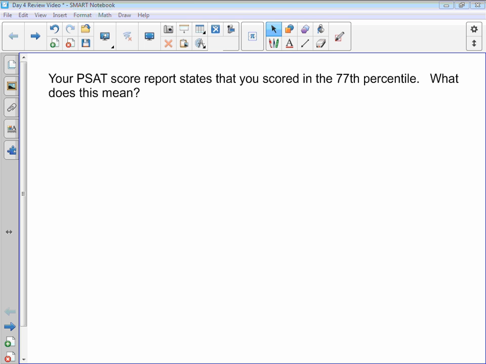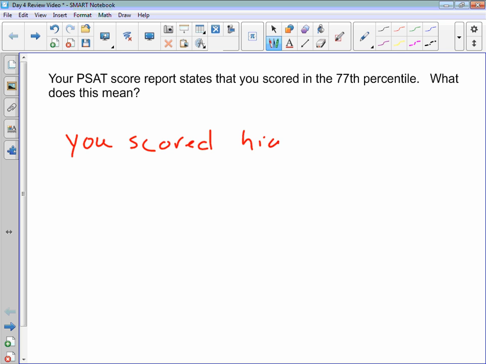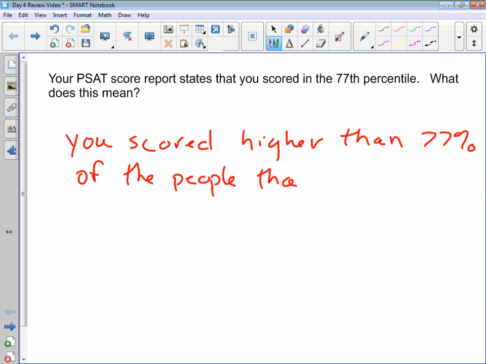So your PSAT score states that you will score in the 77th percentile. What does this mean? Pause. All right, good. You have your answer now. What does this mean? This means you scored higher than 77% of the people that took the exam.